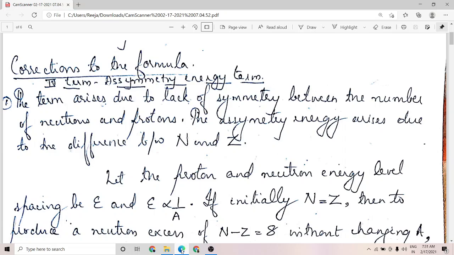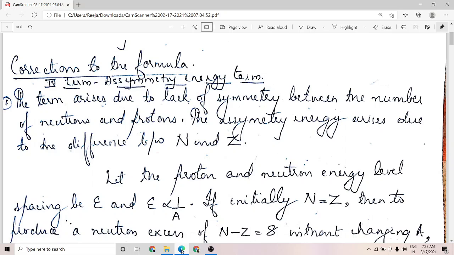So let us go into what is the asymmetry energy term. This term arises due to the lack of symmetry between the number of neutrons and protons. So if the number of neutrons is not equal to the number of protons in the nucleus, then asymmetry energy arises, and we have to include the asymmetry energy term in the equation for the binding energy. Now let us see what this asymmetry energy is and how it affects the binding energy of a nucleus.